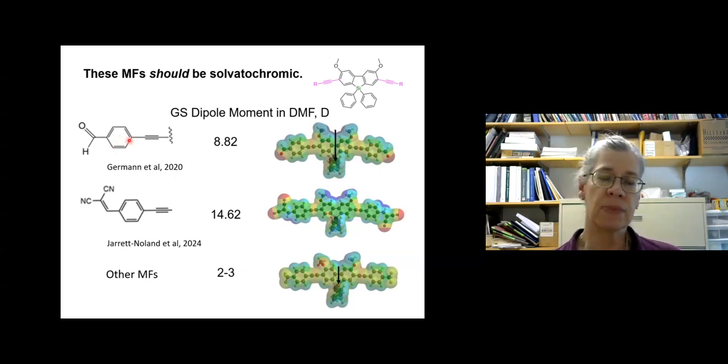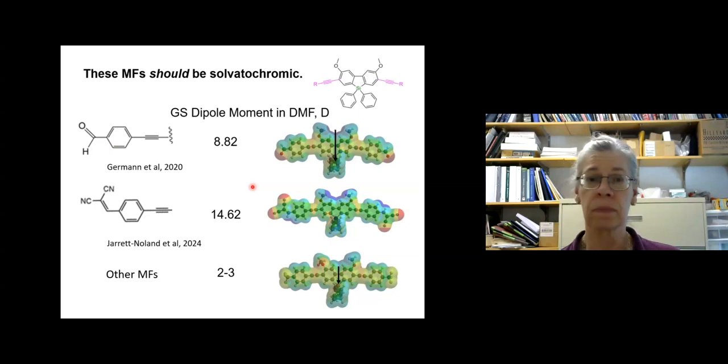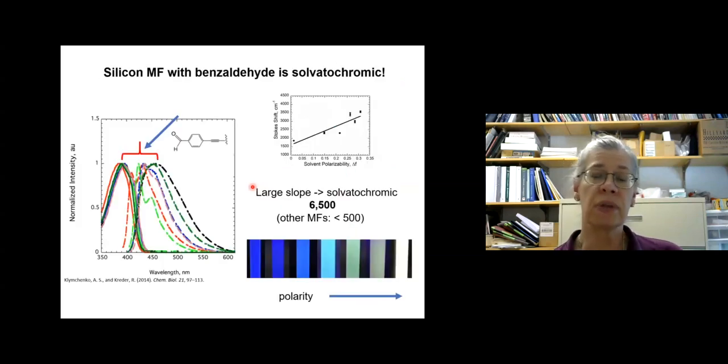The benzaldehyde substituted metallafluorene has a much higher dipole moment, about 9 debye. So that should be solvatochromic. And then the compound with the malononitrile substitution on it has an even higher dipole moment of almost 15 debye. All right, so it turns out the benzaldehyde substituted metallafluorene actually is solvatochromic.